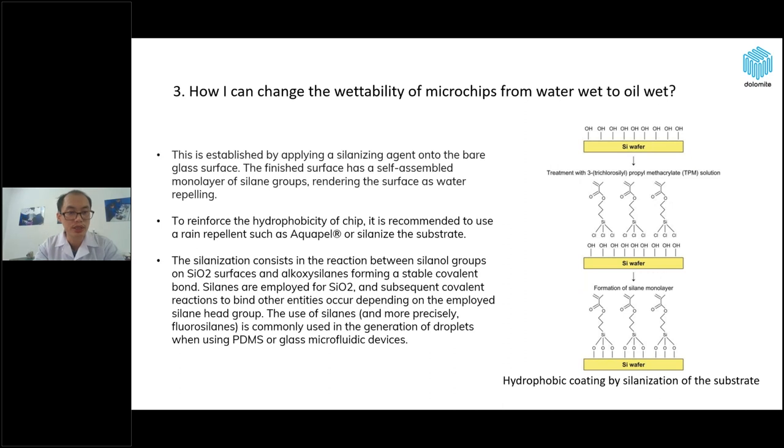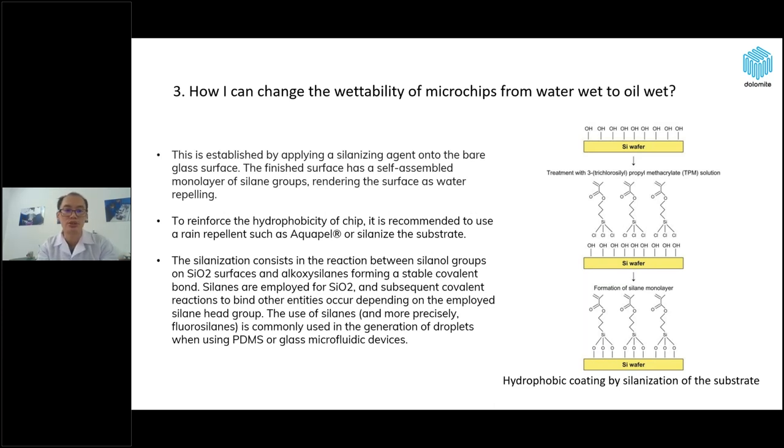And the next question is, how can I change the wettability of a microfluidic chip from water wet to oil wet? It's basic knowledge to change the microfluidic chip from water wet to oil wet, hydrophilic to hydrophobic. So you will need to do a hydrophobic coating. It is established by applying a silanizing agent onto the bare glass surface. For example, if you want to change the glass chip from hydrophilic to hydrophobic properties, the finished surface has a self-assembled monolayer of the silane group, rendering the surface water repelling.